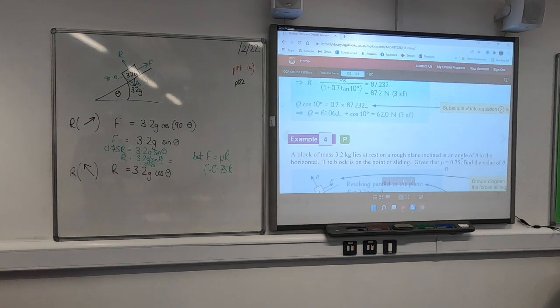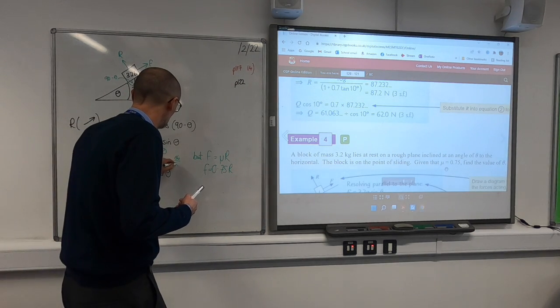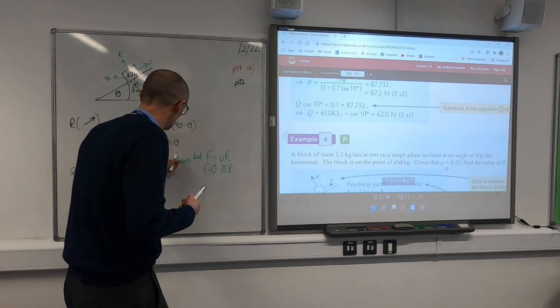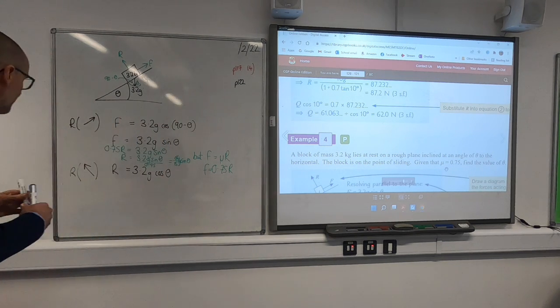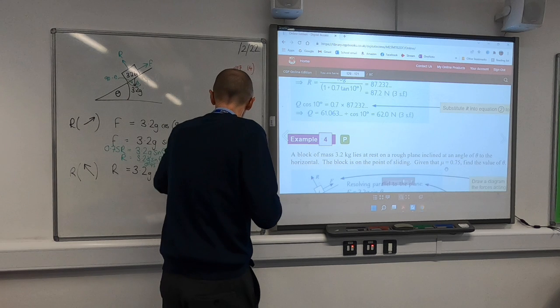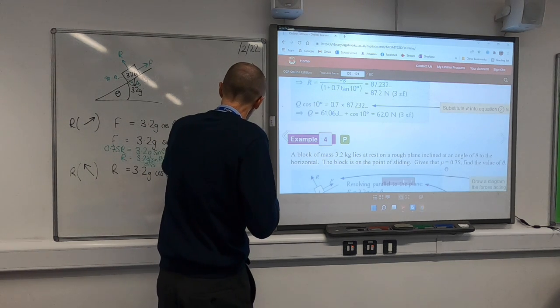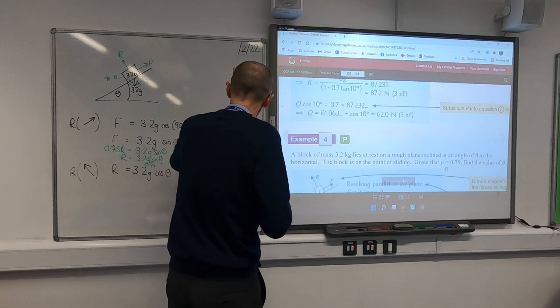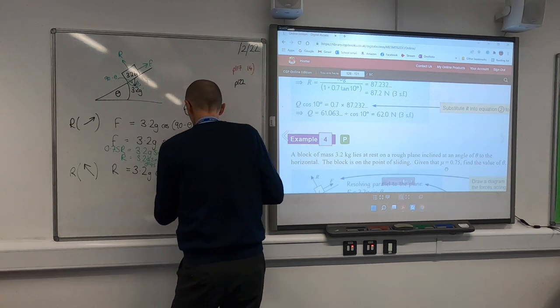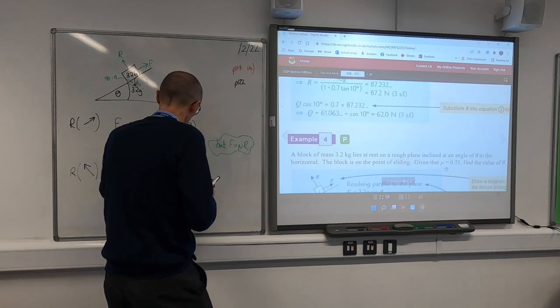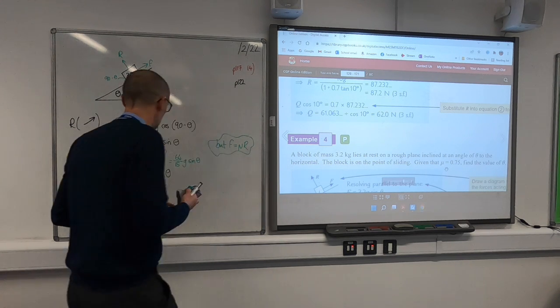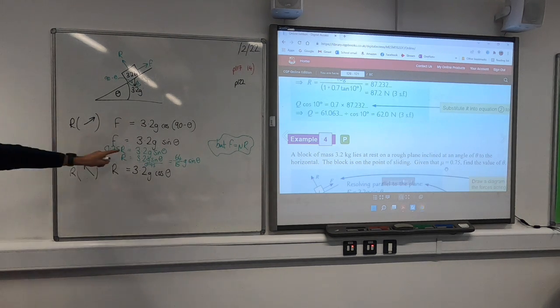Because that's one thing, 3.2 g sine theta, when I divide it by 0.75, I can end up with a very nice number. So I just did 3.2 divided by 0.75.